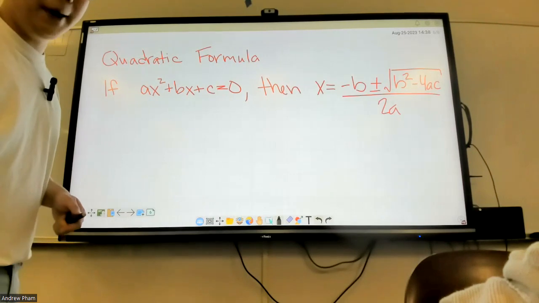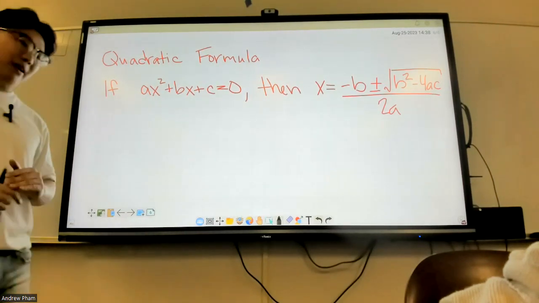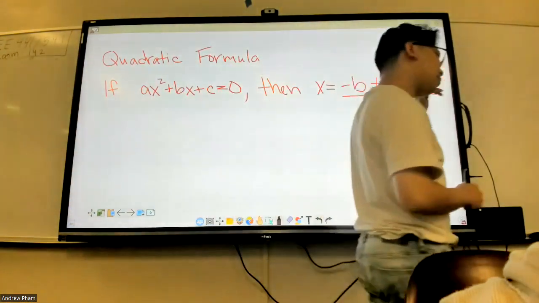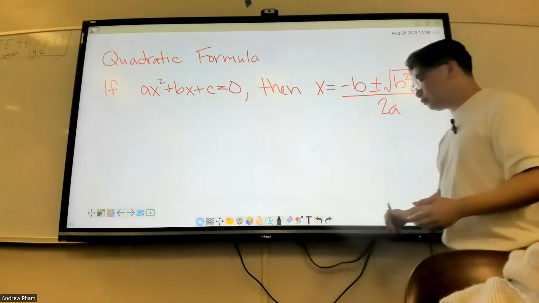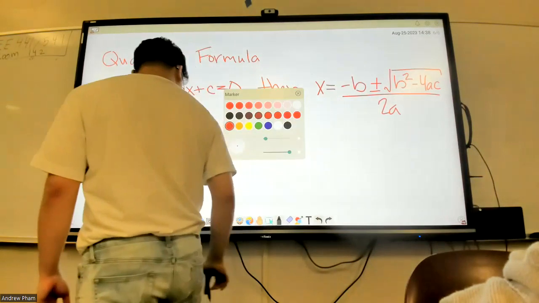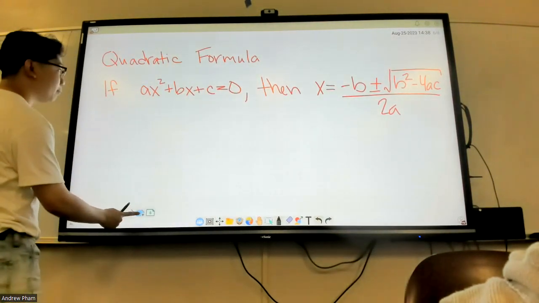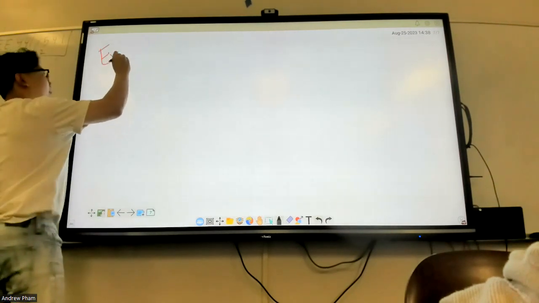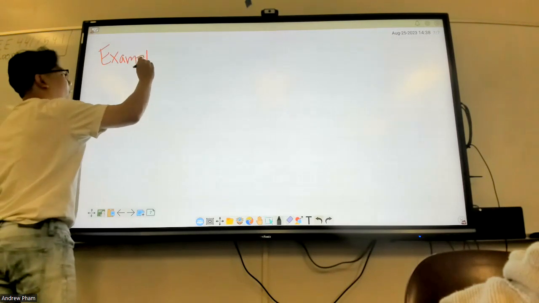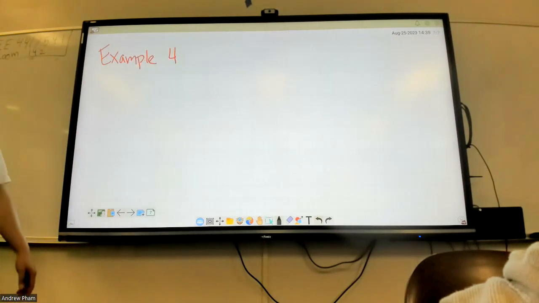Let's go ahead and do a quick example using the quadratic formula. If you haven't written this down yet, I suggest that you have this copied down because I'm going to be using it in the next example. All right, so this is our next example. I lost count. I think this is example 4, if I'm right. If not, it's whatever the next number is.